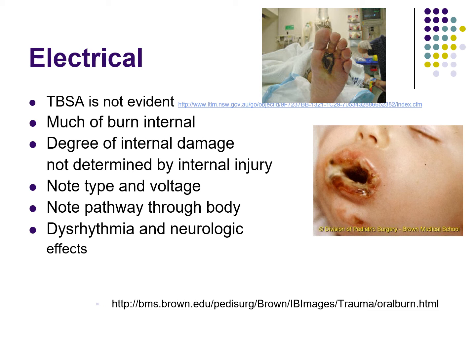So it's a lot of internal damage, a lot of nervous system damage, dysrhythmias. They will note the type of voltage and the voltage to relate to the providers. And then the pathway, if it's just been from the knee to the foot, that's different than from the top of the head through the foot. Dysrhythmias and neurologic effects. The baby, it's my understanding on this one, if I recall correctly, the baby bit an electrical wire in the house, and that was the burn.